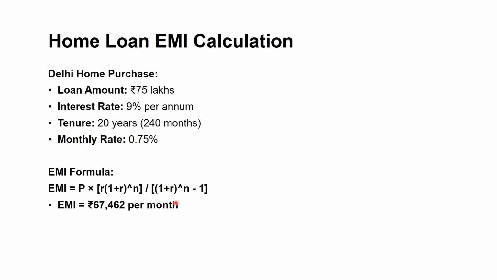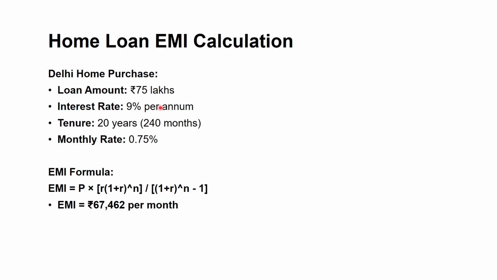So, understanding this calculation helps us evaluate different loan options. For instance, a 15-year loan would have a higher monthly payment but significantly lower total interest. A 25-year loan would have a lower monthly payment but much higher total interest. So, TVM analysis helps us choose the optimal loan structure based on our financial situation and opportunity cost.